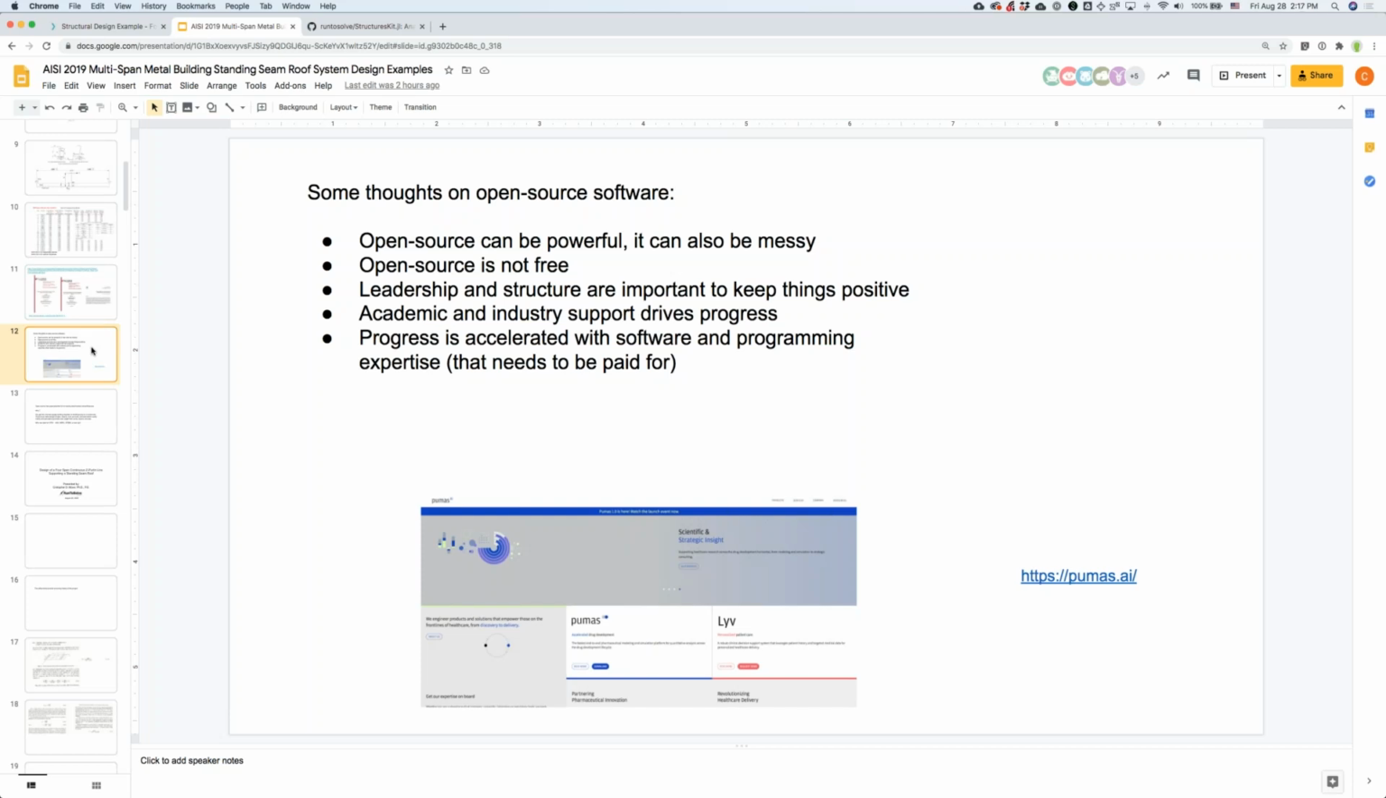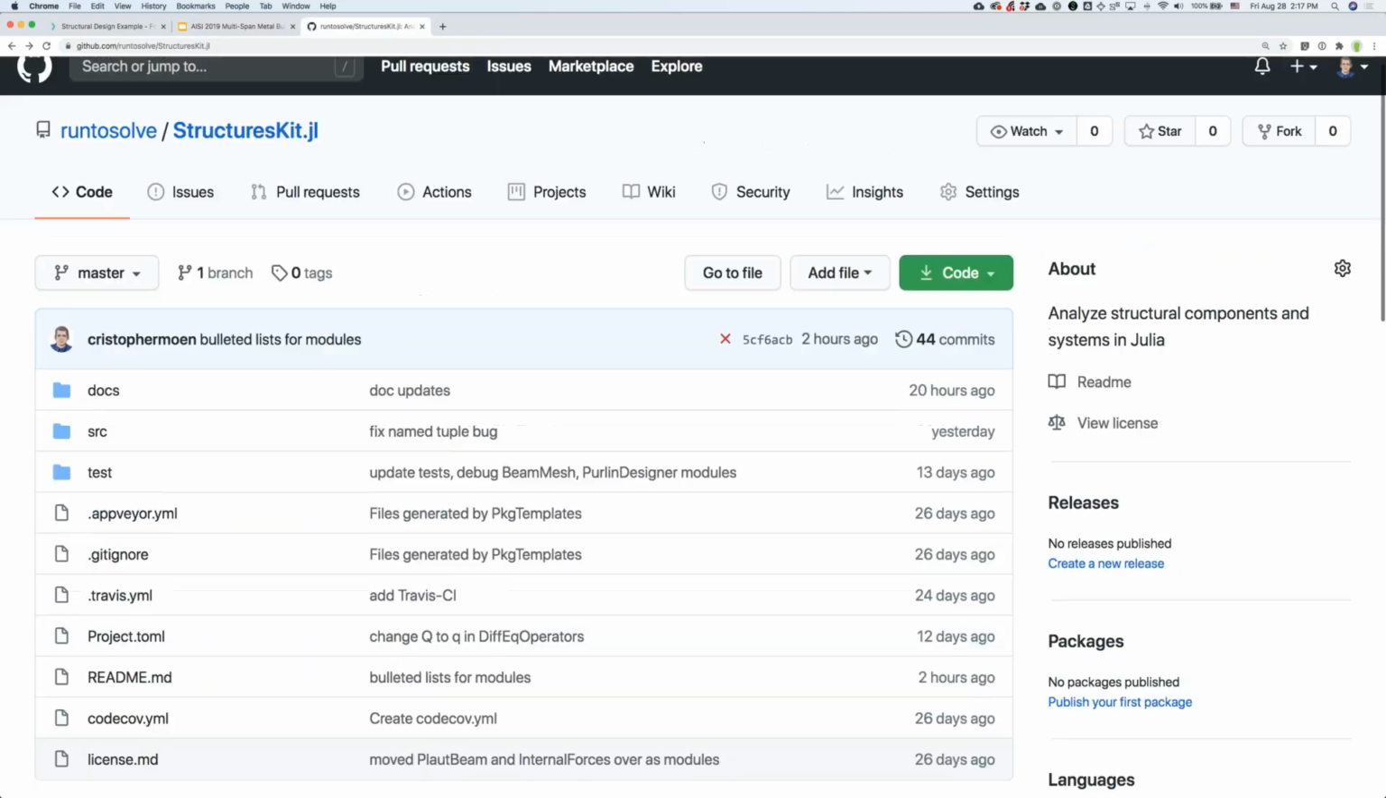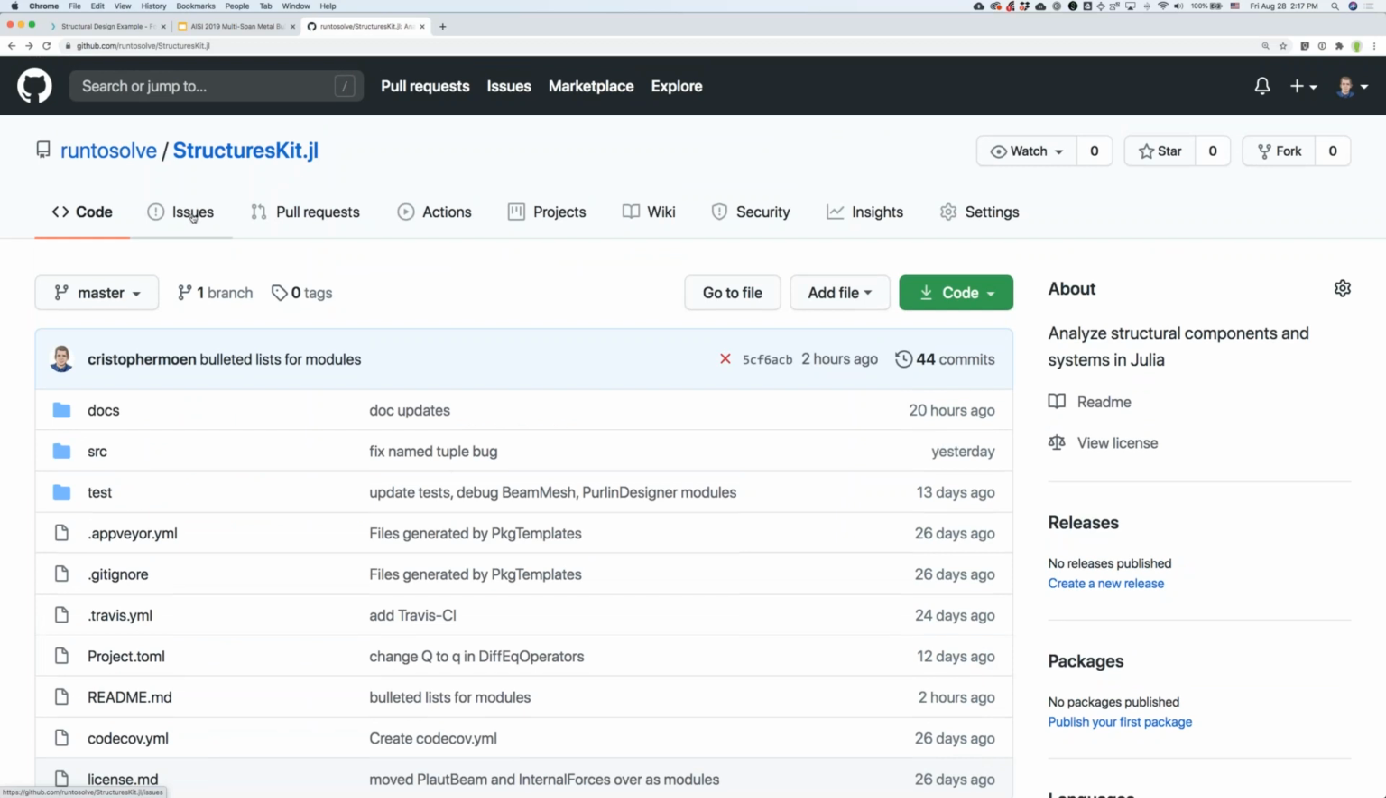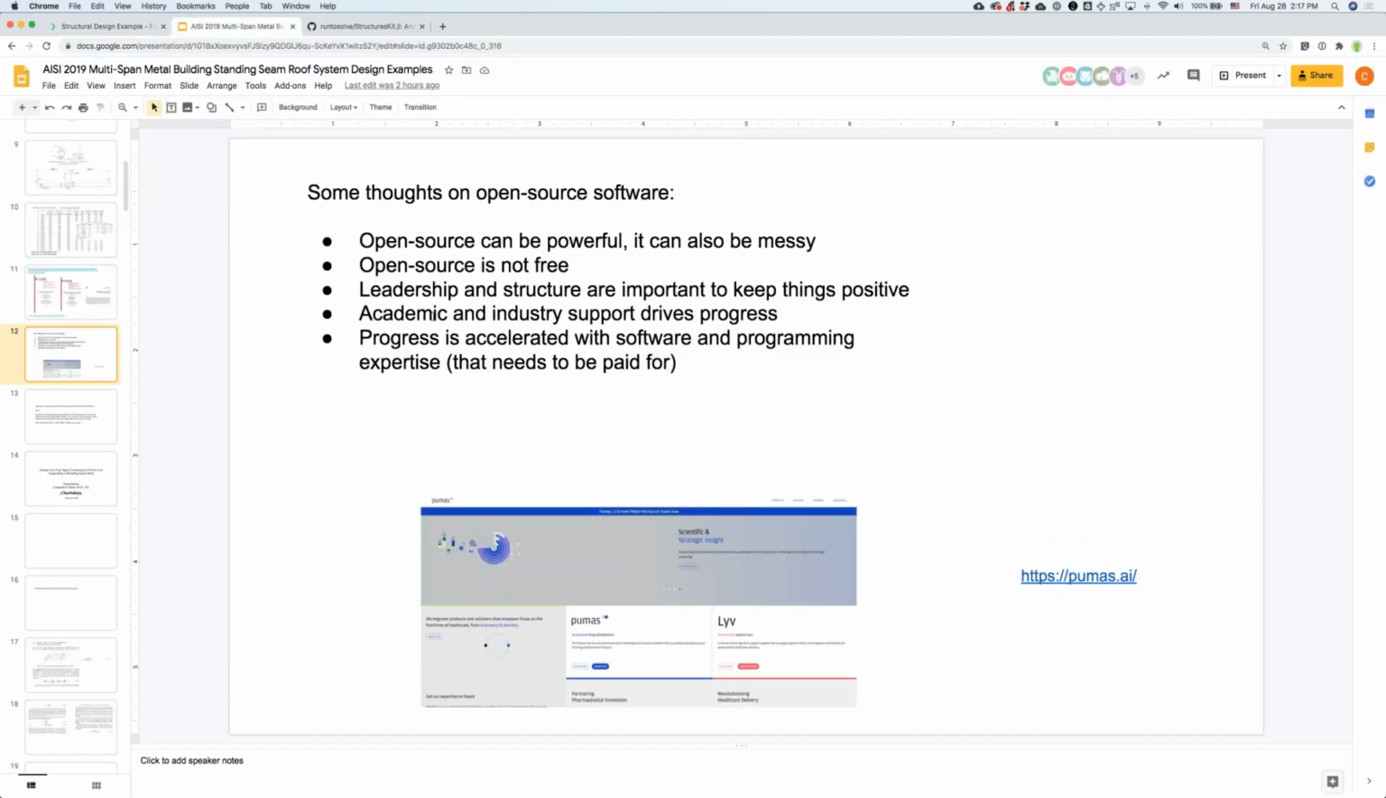So that's one misnomer I would say, is that money needs to be available to pay people who know how to program to get this stuff going. Leadership and structure are important to keep things positive. You can imagine you can easily lose control. You can hear there are issues and people can get really mean and grumpy and say, oh, this thing sucks, and shove it. That's not cool. So there needs to be some leadership and structure around keeping things positive.